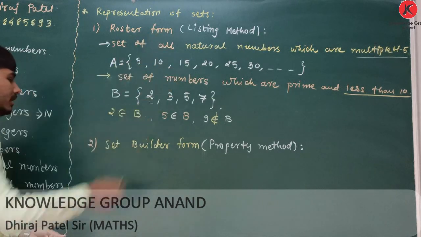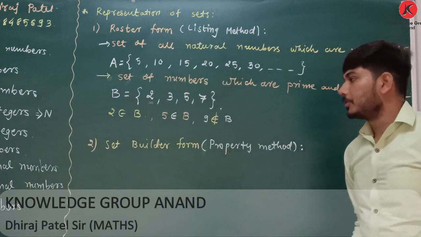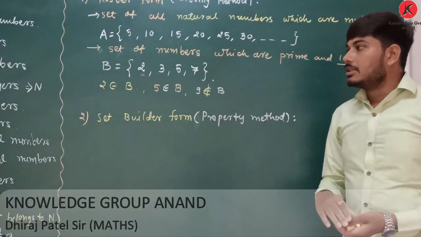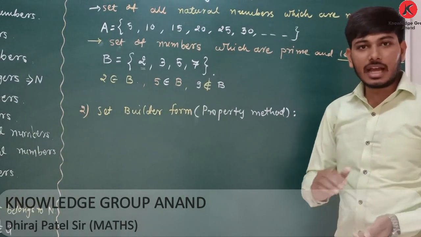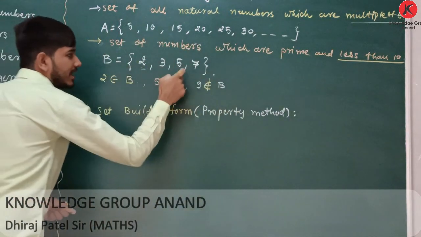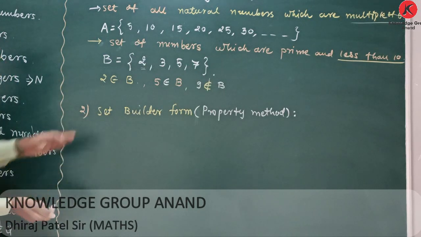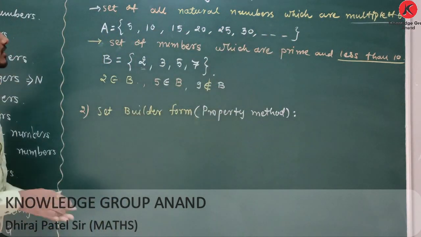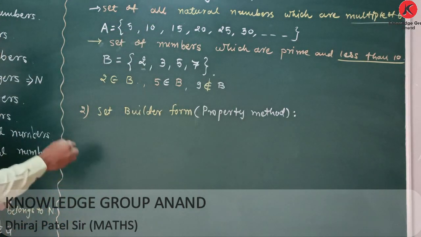Clear? Now, the second method is the set builder or property method. In this method, we write the elements in property form. We cannot list out all the elements like this. I am writing some examples. Suppose I am taking this example: we can represent the set of all natural numbers which are multiples of 5.